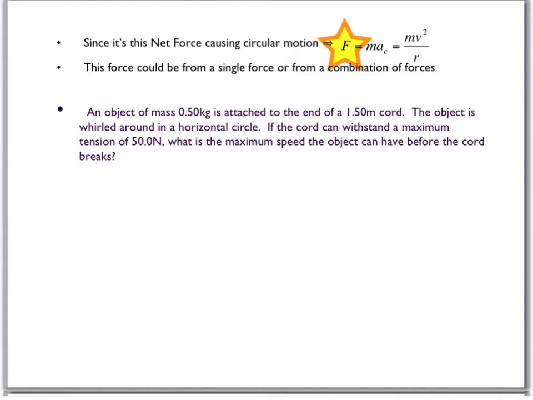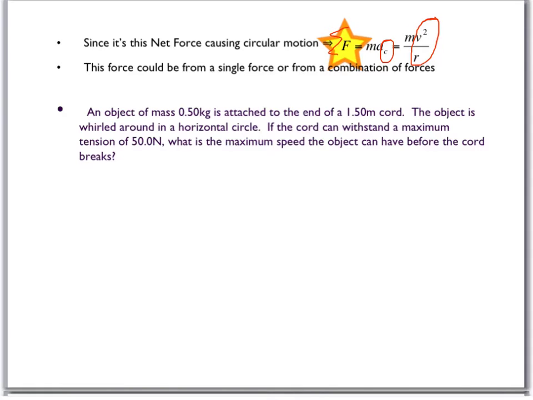Now, since it is this net force that's causing the circular motion, we could say that the sum of these forces can be set equal to ma, where the a in this case is of course a centripetal acceleration, causing it to move in a circle. So when we multiply the mass times a sub c, which is v squared over r, we find that the net force should be equal to mv squared over r. Again, net force could be from a single force, or maybe it's a combination of forces, but the sum of those forces can now be set equal to mv squared over r.